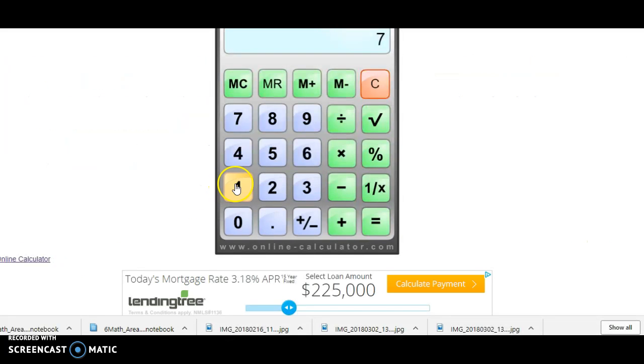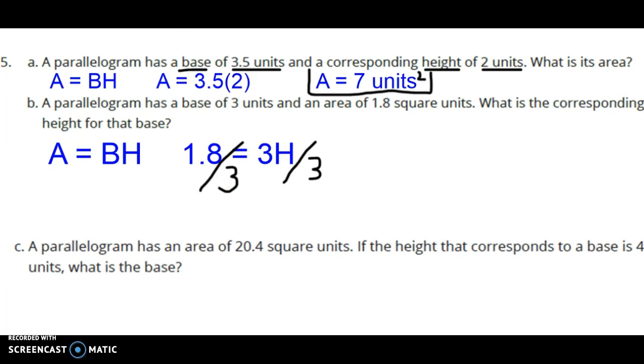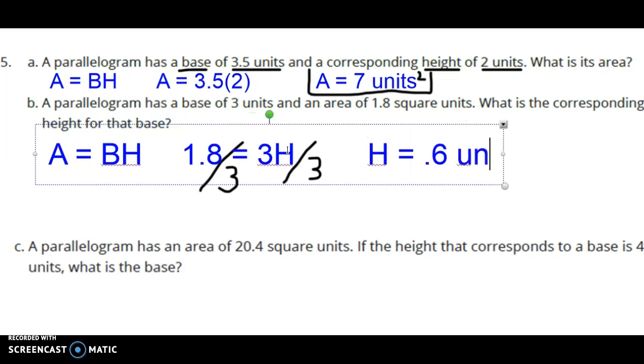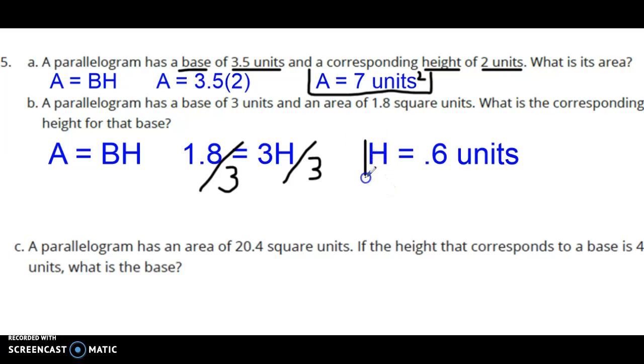So using my calculator, I can do 1.8 divided by 3 gives me 0.6. So I know that for this particular problem, my height equals 0.6 units. That's my final answer. So I want to put a box around it.